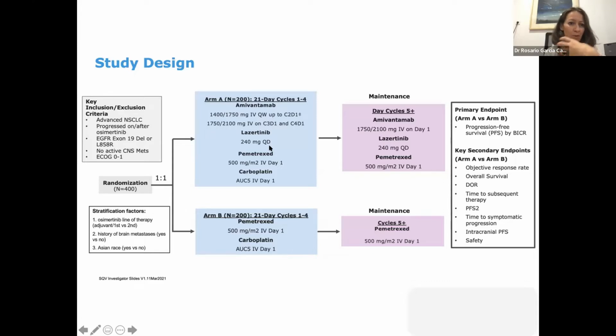If you get bulky mediastinal nodes, that can suggest that this patient has a small cell lung cancer transformation, or even if you get in the liquid biopsy a retinoblastoma alteration, you may think that this patient has transformed into a small cell lung cancer. So also clinical information and radiological information can give you some clues.